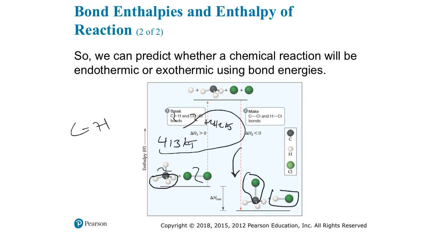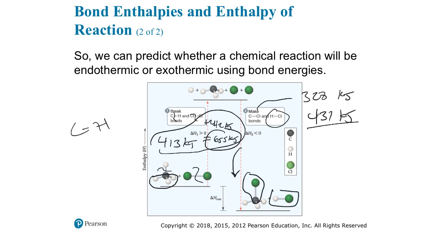So that's 413 plus 242 to break the two bonds. And then what we're getting back is the carbon-chlorine bond strength. That's 328 kJs. And then we're getting the HCl bond strength back, and that is 431. So it's going to take 413 plus 242 to break the two bonds. That's 655 kJs. Then we make the new bonds. We're getting this bond strength back, 759 kJs.